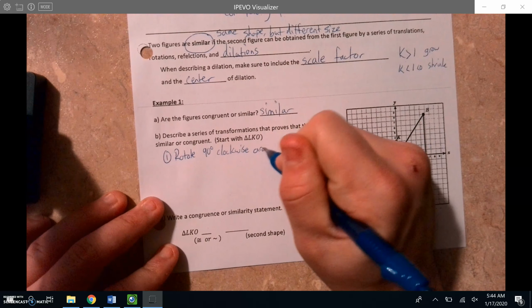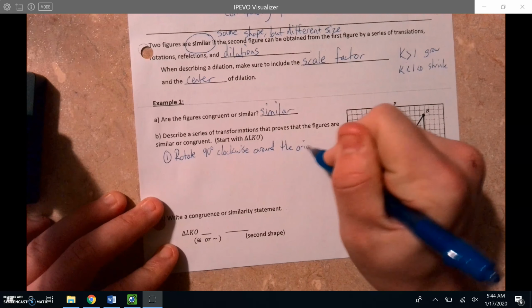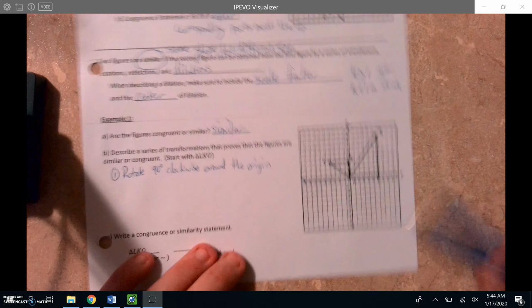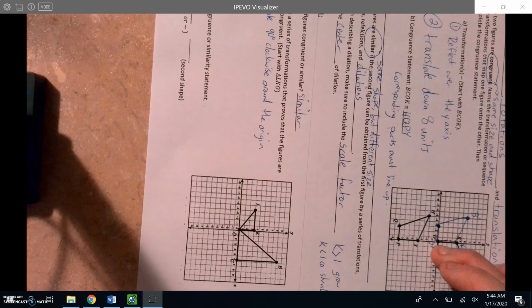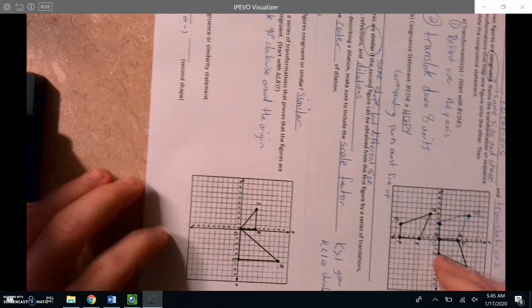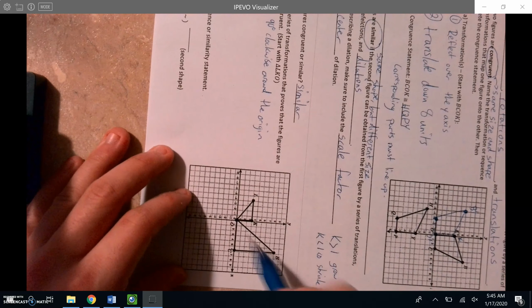And where am I going to rotate around? The origin. Okay, 90 degrees clockwise around the origin. Remember, 90 degrees represents one turn of your paper. Then we're going to see where we need to go. For example, O is going to stay in the same spot. Turn our paper, one turn represents 90 degrees.